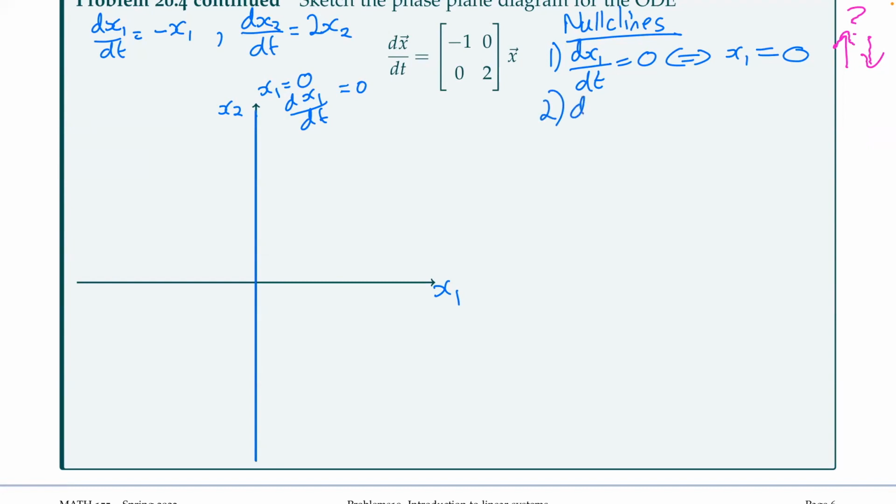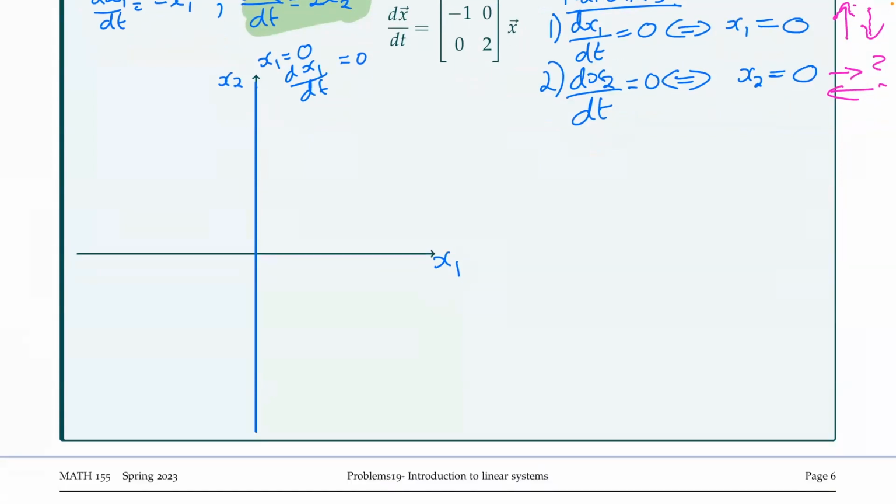Okay, our second nullcline, we set dx2 dt is equal to 0. So that's just going to be this equation here. If we set that equal to 0, that only occurs when x2 is equal to 0. And because dx2 dt is equal to 0, we can't be moving up or down, which means that we must be moving left or right on that nullcline. I'm going to draw this one in red, just so it's a little bit clearer.